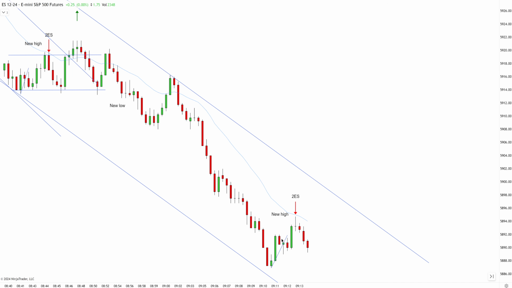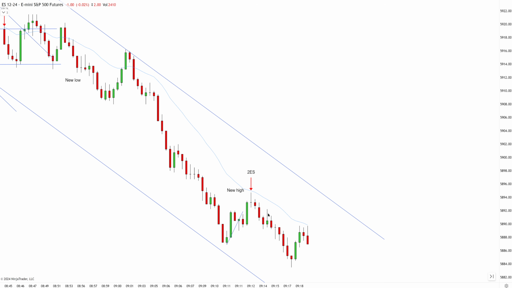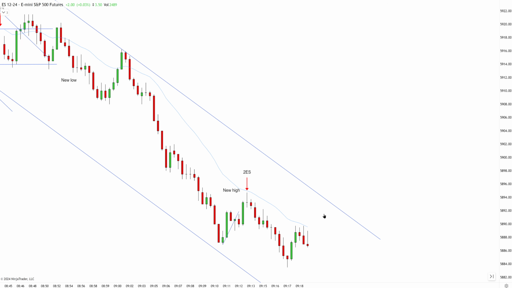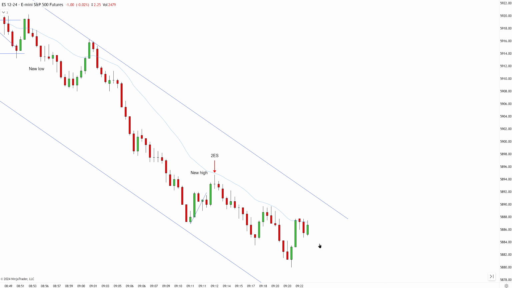So decent setup, second entry short, and market keeps working lower. So these second entries are powerful. This is where the correction phase will end if the key entry point is holding. New low, first entry short only. Count reset, so I can't really take it.